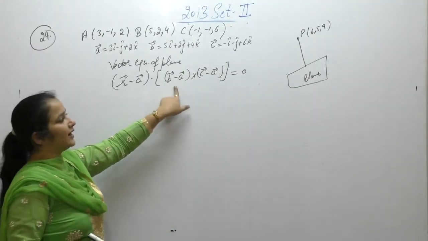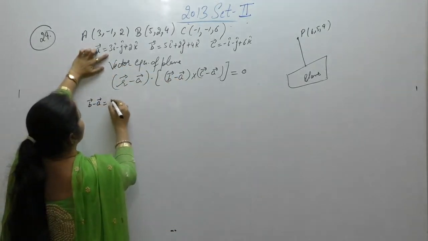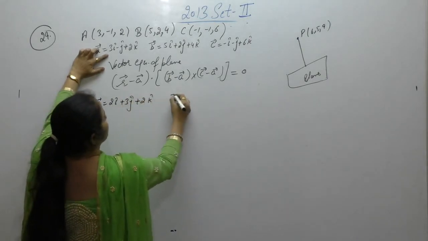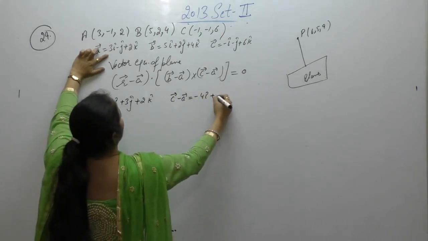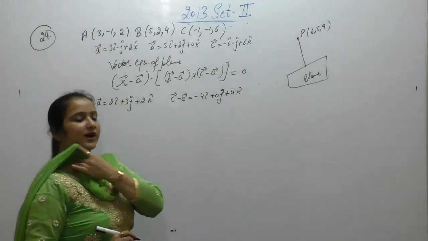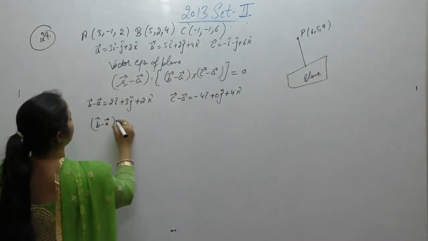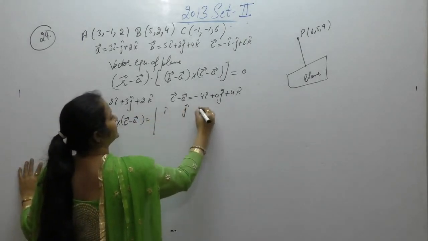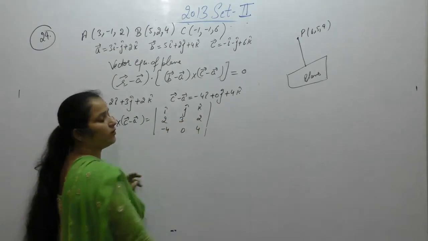Now first we have to find B minus A and C minus A. B vector minus A: 5 minus 3, 2 plus 1, 4 minus 2. Now C vector minus A: -1 minus 3, -1 plus 1, 6 minus 2. Now we want to find the cross product of these two vectors. So B vector minus A vector cross C vector minus A vector: i, j, k, 2, 3, 2, -4, 0, 4.